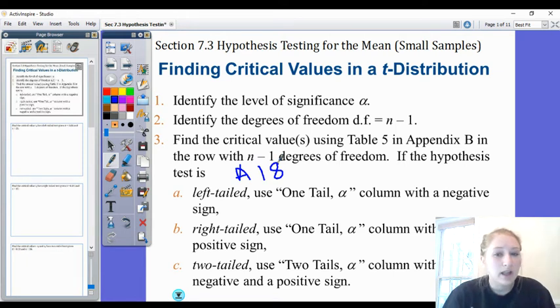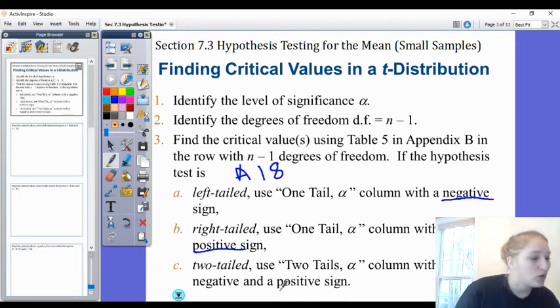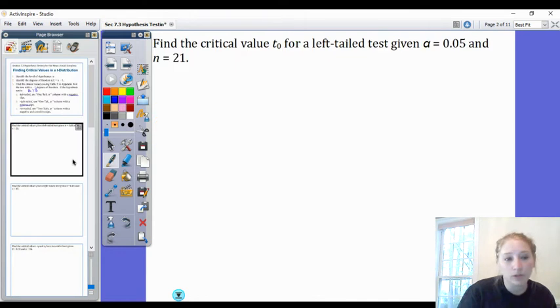So if it is a left-tailed test, you're going to use the one-tailed column and add on a negative sign to it. And if it's a right-tailed test, it's going to be the one-tailed column with a positive sign. And when it's two-tailed, make sure you use the two-tailed column, and you're going to have an answer with a negative and a positive sign. Okay, so let's knock out an example really quick.